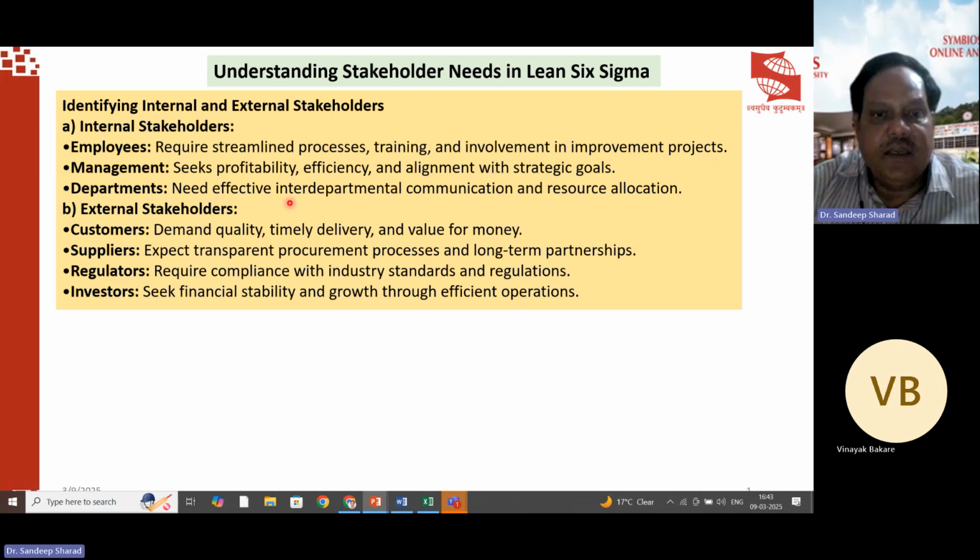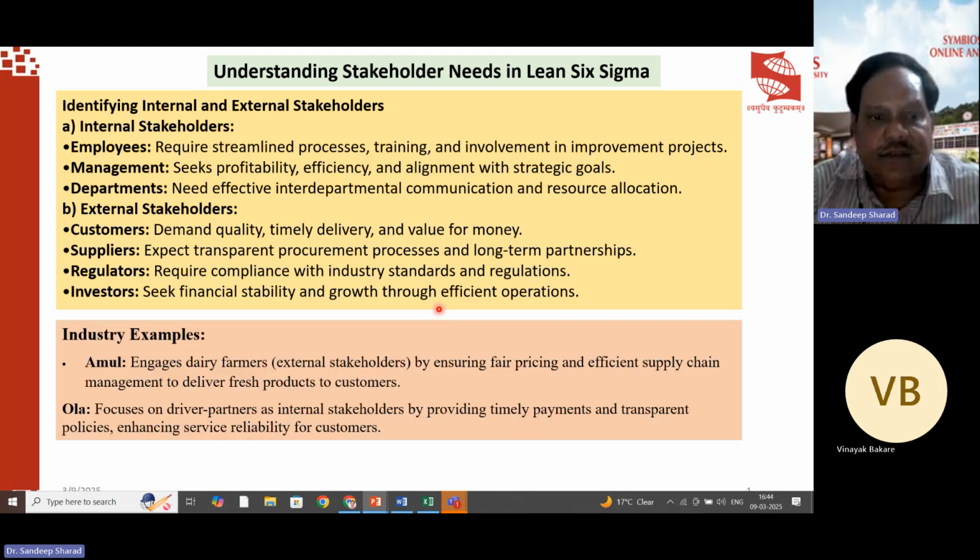Department needs effective interdepartmental communication and resource allocation. External stakeholders: the customer demands quality, timely delivery, and value for money. These will be their needs. Suppliers expect transparent procurement processes and long-term partnership. Regulators require compliance with industry standards and regulations. Investors seek financial stability and growth through efficient operations.